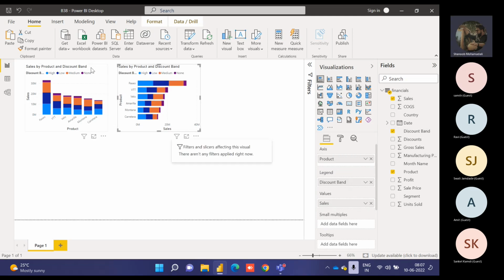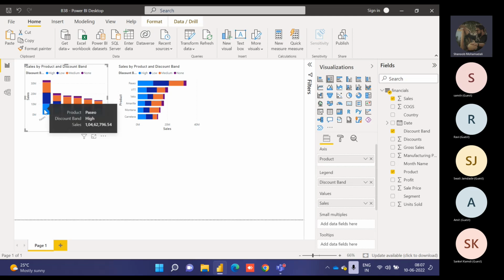So why is it called stacked? If you see, all the four categories are adding one onto the other. So there are four categories summed up together. It is placed one above the other. That is why it is called stacked.